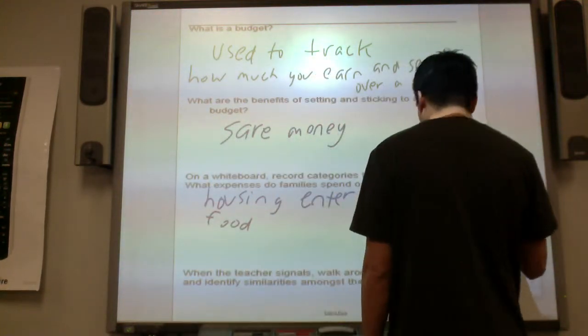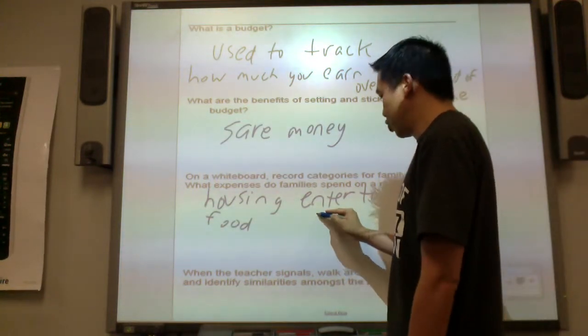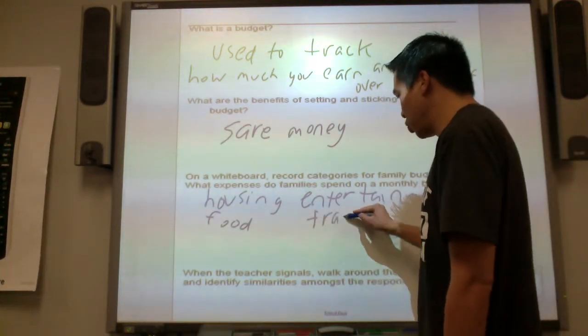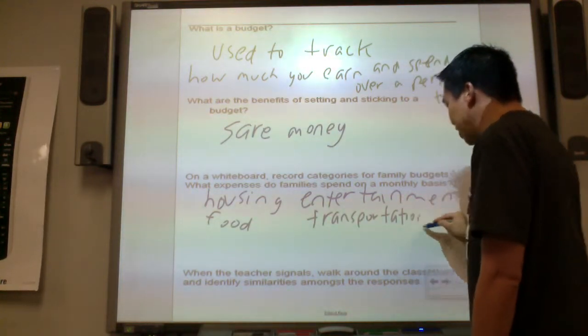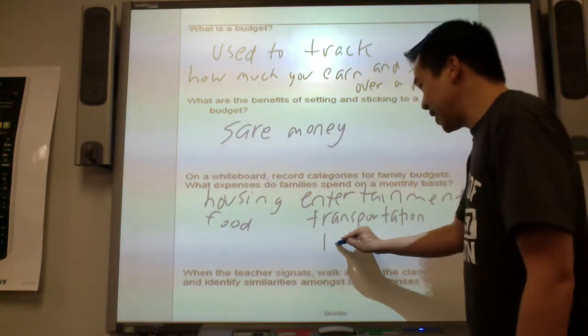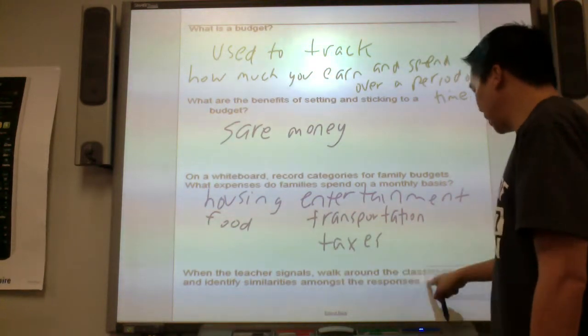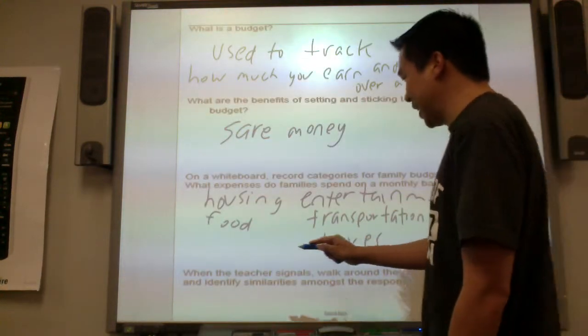Where else do we spend our money on a monthly basis? Transportation, which includes car repairs, oil change, gasoline. I guess taxes. I didn't even think about that in this one. I would have never thought to put that down, but it does make sense. Oh, definitely savings.